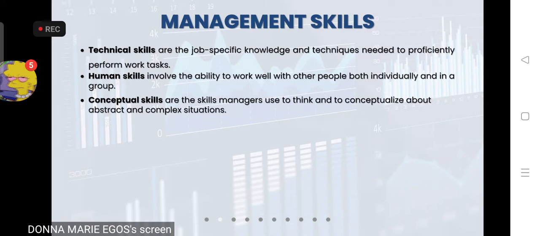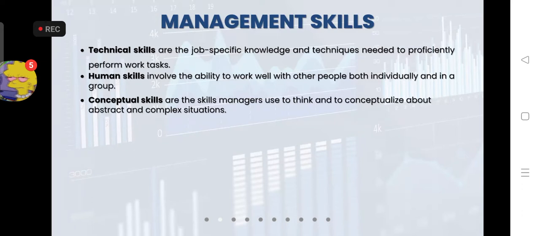Technical skills are the job-specific knowledge and techniques needed to proficiently perform work tasks. Examples of technical skills are administrative and office skills, technical writing skills, analysis skills, and computer literacy skills.